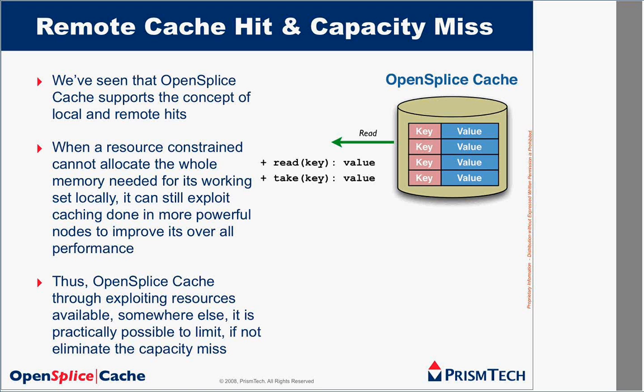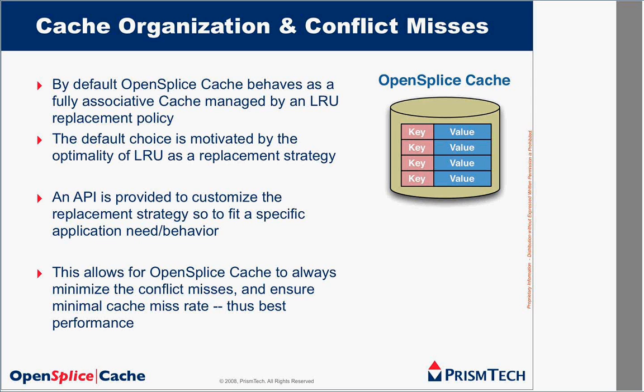Okay, now the last point that we need to cover in order to understand how we minimize the conflict misses is cache organization. By default, the OpenSplice cache behaves as a fully associative cache managed by the least recently used replacement policy. We took this choice because this practically eliminates the conflict misses due to different data items that map to the same slot within a cache. At the same time, the choice of the least recently used replacement strategy was motivated by the fact that, theoretically, using a competitive argument, you can prove that this is an optimal replacement strategy. So by default, that's what you have. This typically works very well for most applications.